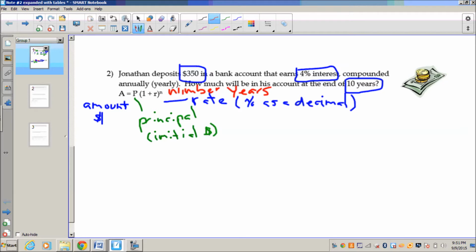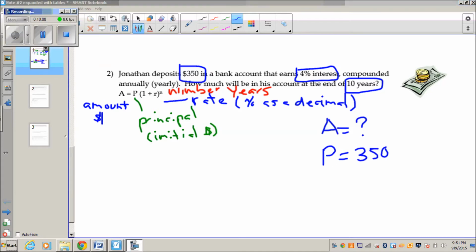Okay, so let's take a look at what's happening in this particular problem. A, what is A in this problem? Well, that we don't know. We want to know how much money he is going to have. That's what we're looking for. P is the principal, the initial amount that is invested. In this case it is $350.